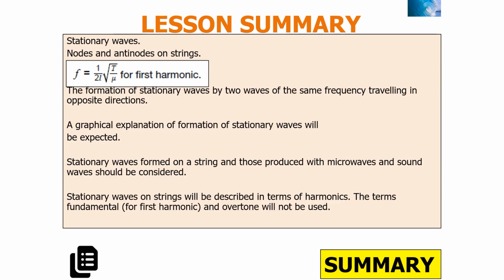We should also be aware of stationary waves, nodes and antinodes on strings, knowing the equation f is equal to 1 over 2L times the square root of T over mu for the first harmonic, and that there's a formation of stationary waves by two waves of the same frequency travelling in opposite directions. You will also be expected to understand a graphical explanation of the formation of stationary waves, that stationary waves formed on a string and those produced with microwaves and sound waves can be considered, and that stationary waves on strings will be described in terms of harmonics, but we don't use the terms fundamental or overtones in our descriptions.